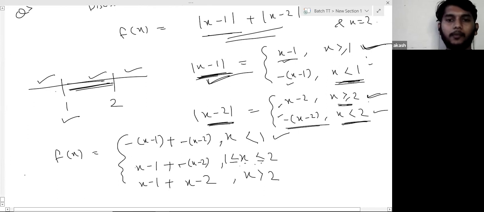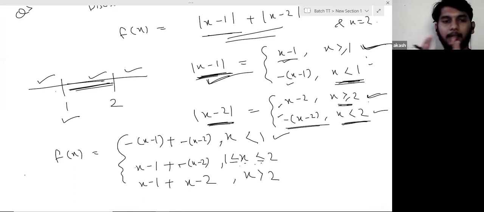But at what values? 1 and 2. So you have to do it 2 times. All right. First for 1, find LHL, RHL, f of 1. Then for 2, same thing: LHL, RHL, and f of 2.